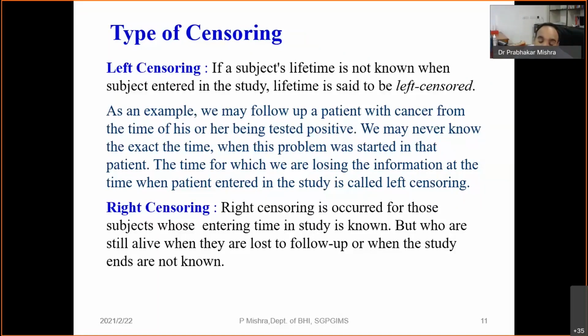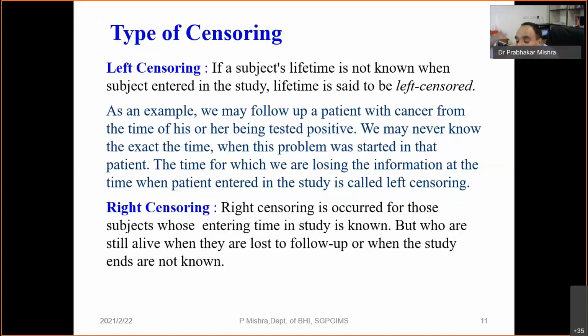It might be possible that the patient stops coming to the hospital, or changes their mobile number. Then how will we trace him or her? So in that situation, this is called right censoring. It means once we lose the patient, or the study ends, after that we are unable to find out the information about that subject. So that is called right censoring.